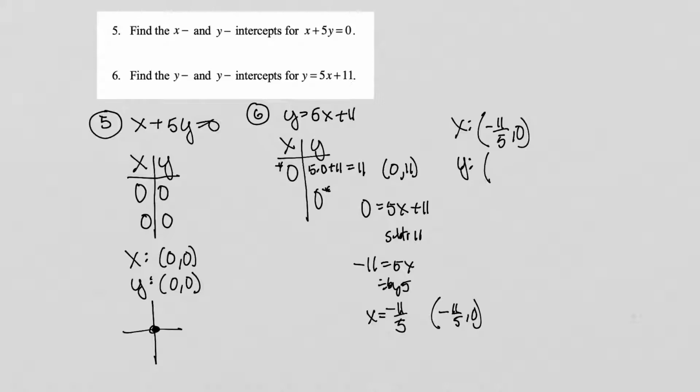And then the y-intercept, this is where the line intercepts the y-axis. And if it intercepts the y-axis, you're not left, you're not right of the origin. So x is 0, and that's what we got for this one here. So that's the 0 and 11. There we go. We got both of those.